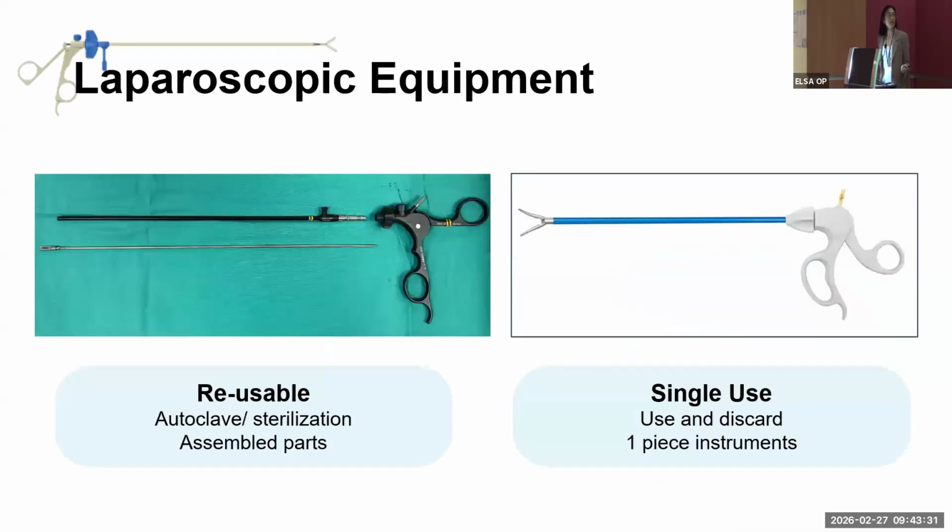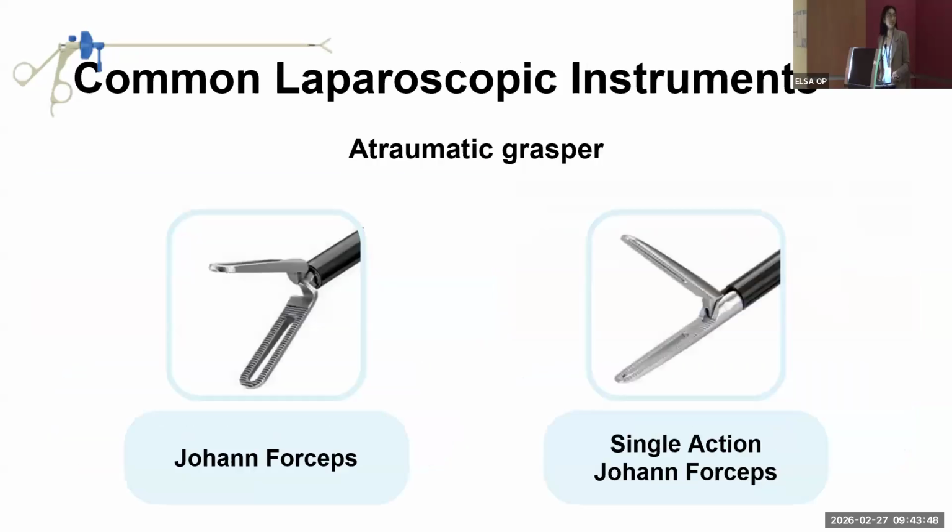Okay, so we have two types, reusable ones and the single use. Single use is just a one-piece instrument, and the reusable ones are assembled ones. So this is the different ones that I showed you a while ago. So this is the tip that changes.